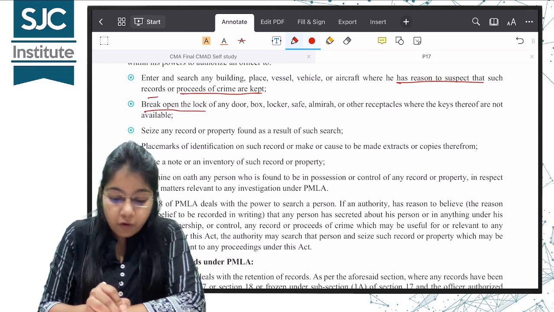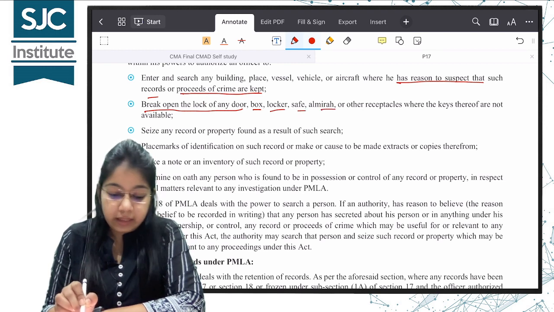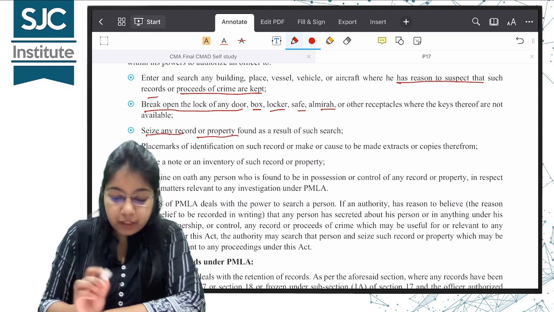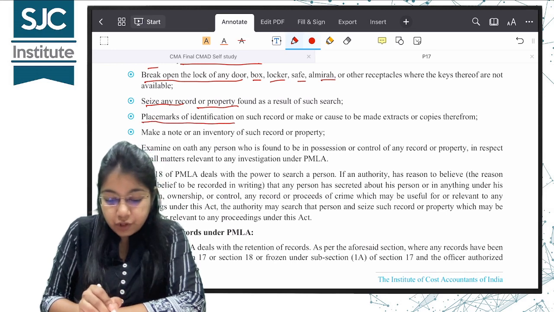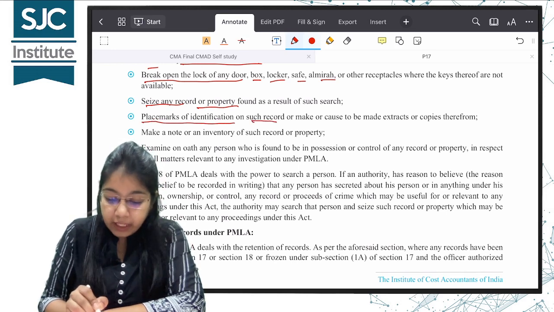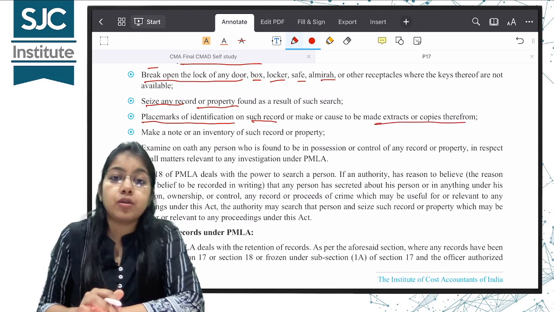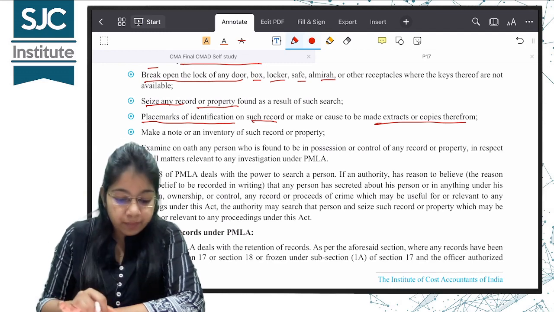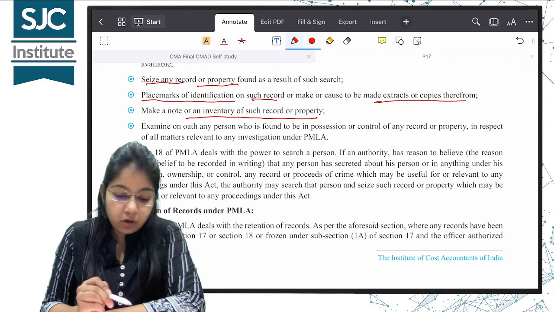Break open the lock of any door, box, locker, safe, almirah or other receptacles where the keys thereof are not available. Seize any record or property found as a result of such search. Place marks of identification on such records, or make or cause to be made extracts or copies from them. Can make photocopies of such records. Place marks of identification on certain boxes or places. Make a note or an inventory of such record or property.